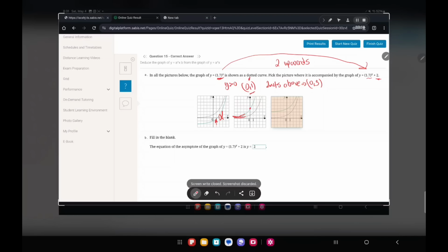They're both together. Can that happen? Obviously not, right? It's supposed to be 2 units upwards. Okay, but here, it passed through 0, 3, and look, they're 2 units above.